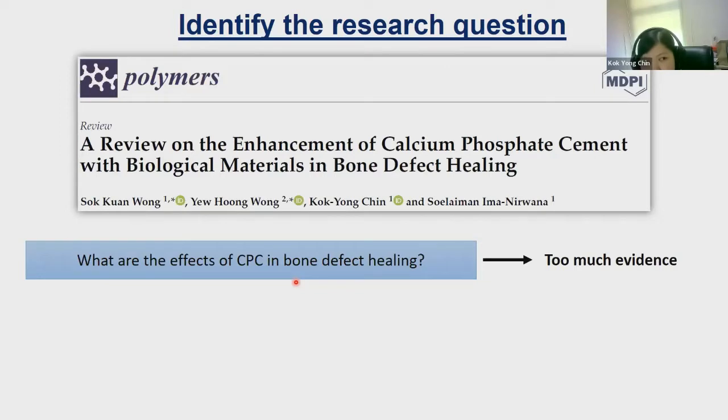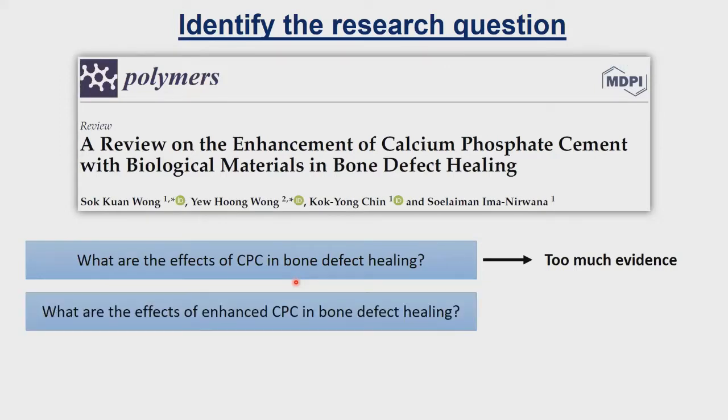So I tried to narrow it down again. Because calcium phosphate cement has been very established, I tried to narrow it down into enhanced calcium phosphate cement. Literature has started to do some enhancement on CPC in order to improve the limitations of calcium phosphate cement, which lacks mechanical strength, something like that. So it is very important to do some enhancement on that.